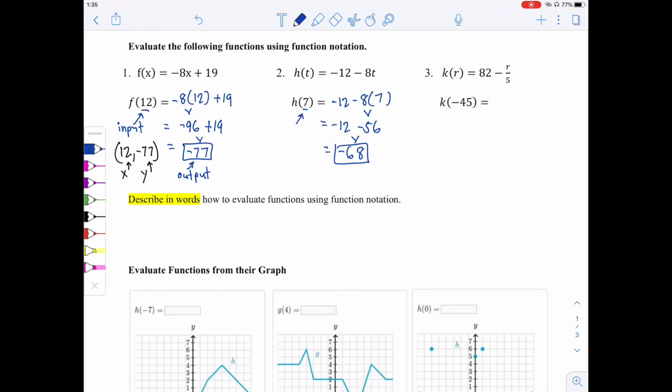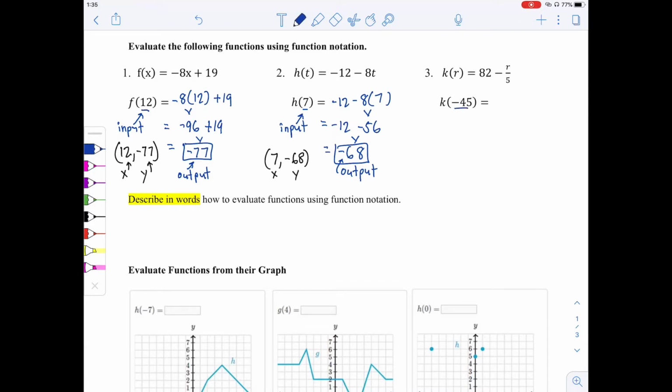And again, this is our input. This is our output. Our ordered pair should be 7, comma, negative 68. So we substituted 7 and we got negative 68 as our answer. Our x value is 7, our y value is negative 68 when we want to graph it as an ordered pair.